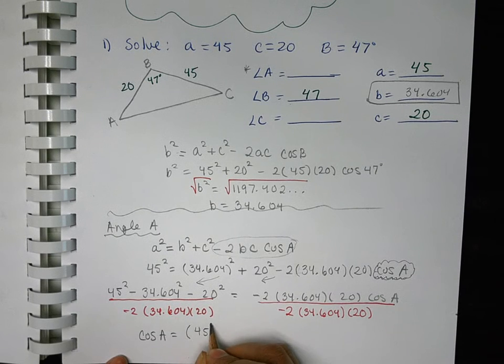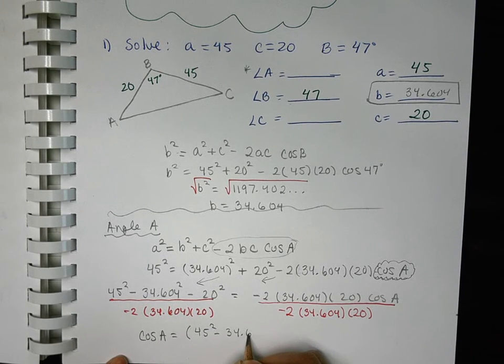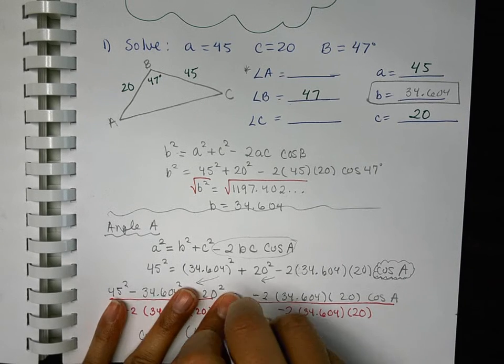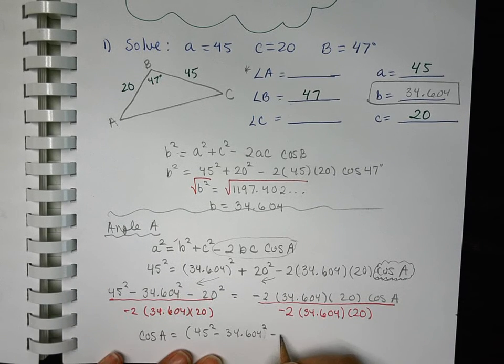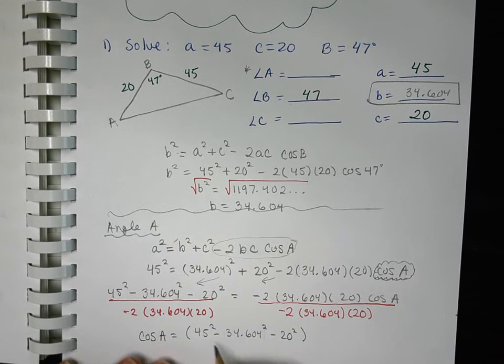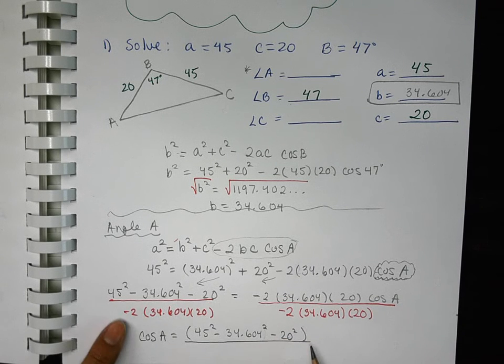45 squared, take away 34.604 squared, take away 20 squared, close parentheses, and you have to close your parentheses. And then what key would you hit next? Well, you're going to end up hitting your inverse cosine. That's going to be the first key you hit. When you plug it in, you hit inverse cosine, parentheses, blah, blah, blah, close parentheses, you have to close, then your division sign, and then you type in what?